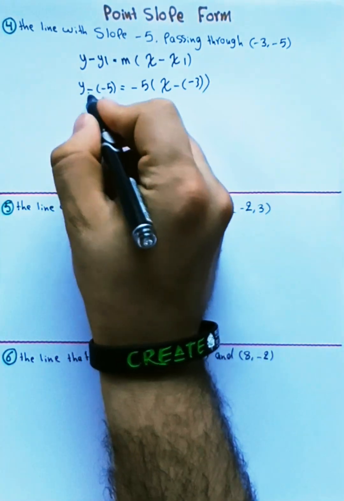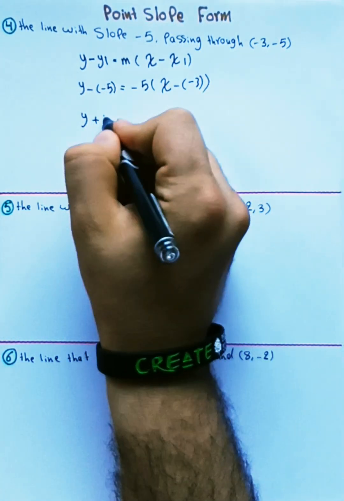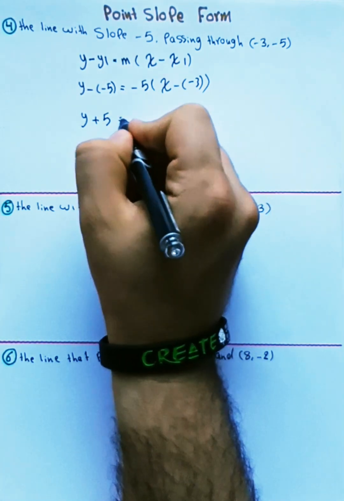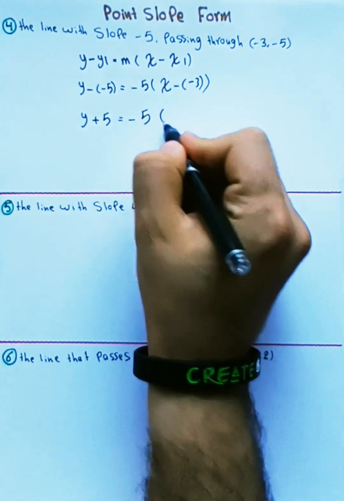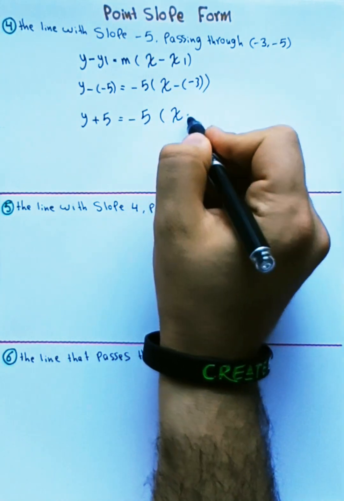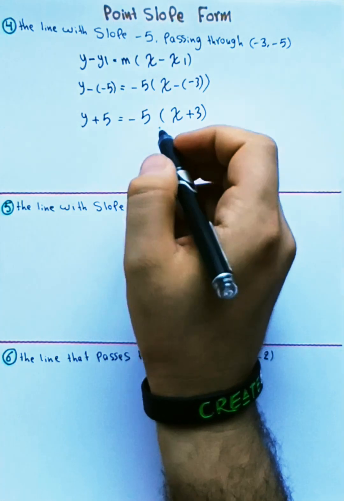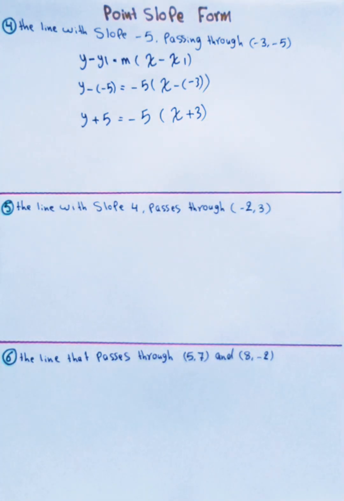So we have to multiply, minus times minus is plus. y plus 5 equal to negative 5 times x, minus times minus is plus 3. So this is the equation of the line.